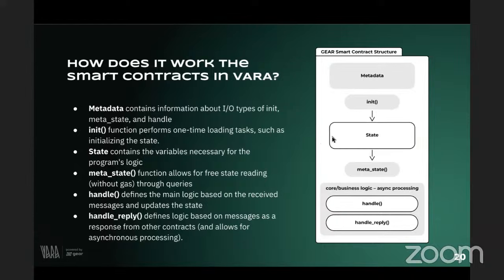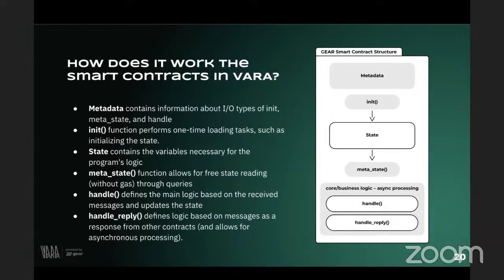Then the state. This contains the variables necessary for the program's logic. It's the place where you're going to save the information. Once your smart contract executes an order, then you need to persist this information and you save it into the state. And it's one of the more important things to keep in mind, because you need to create a basic structure about what information you really need to save here. And after saving, also you will return it.